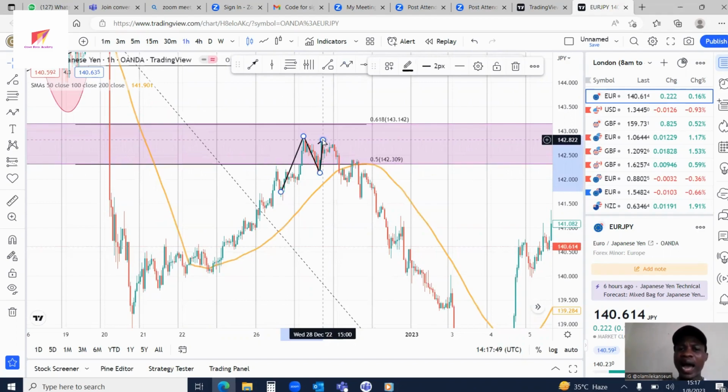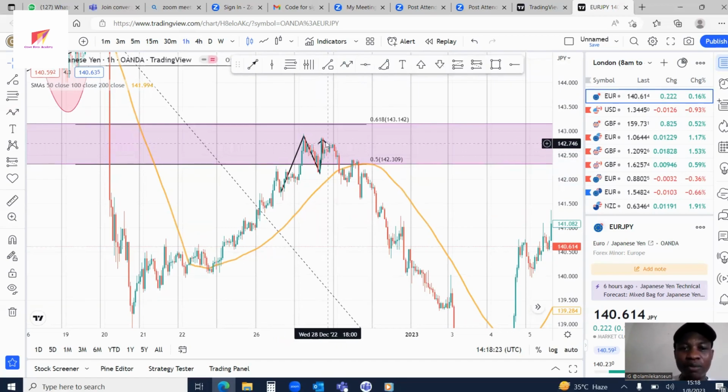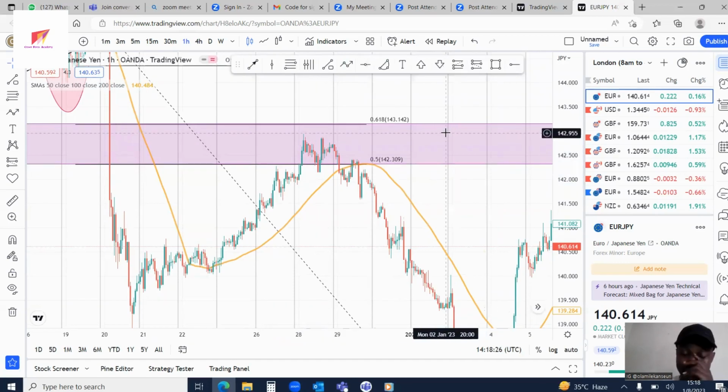When the market got here, I already knew that the market is creating a market pattern, which is the M pattern, right? So when the market got here, that's my first confirmation. My first confirmation is the Fibonacci retracement. The second confirmation is the market pattern, which is the M pattern. And another confirmation that I saw, which is my third confirmation, is the candlestick pattern.